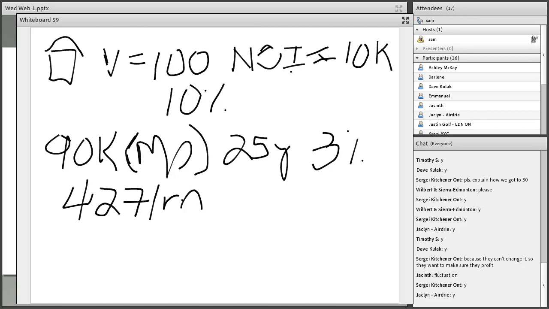Now if we calculate 427 per month times 12 months, it equals $5,124.